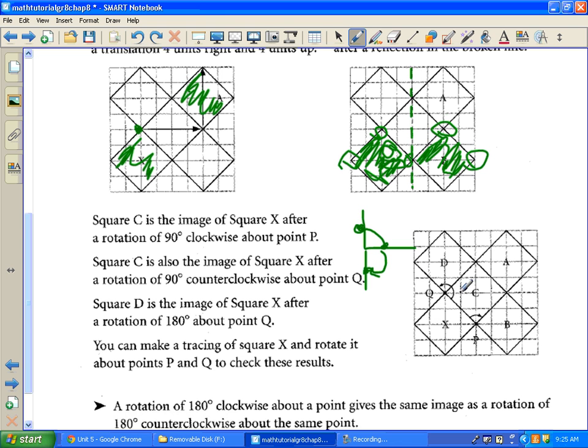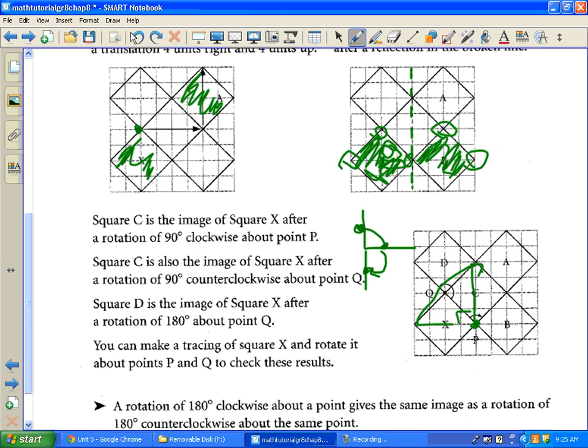So looking at this one here, there's C. Point P is down here, so this is the one that's rotating. Okay, and the X is rotating clockwise, so I'm just going to follow this one. It's going to rotate 90 degrees, which would bring it right up to there. That's a 90-degree rotation, as you can see, and it's clockwise.